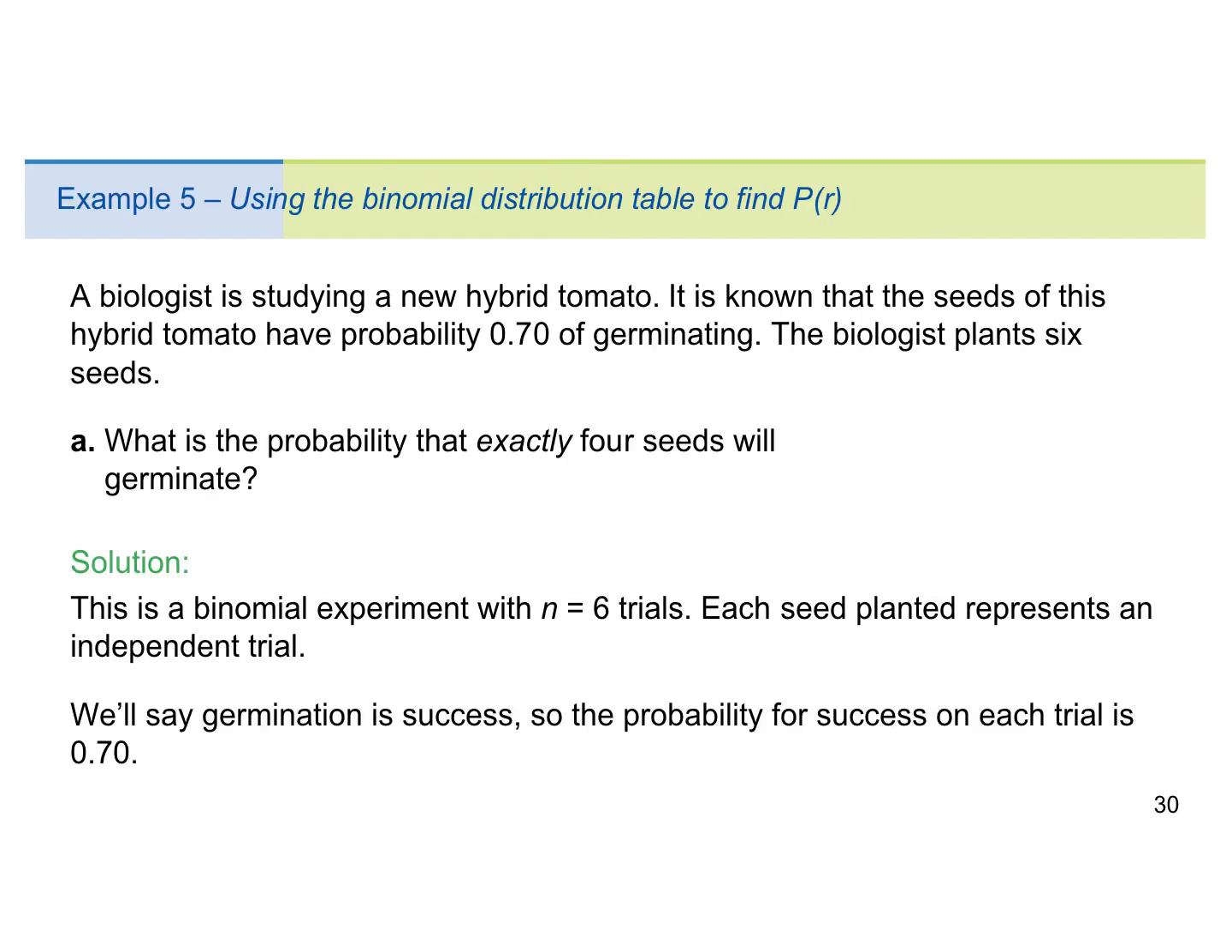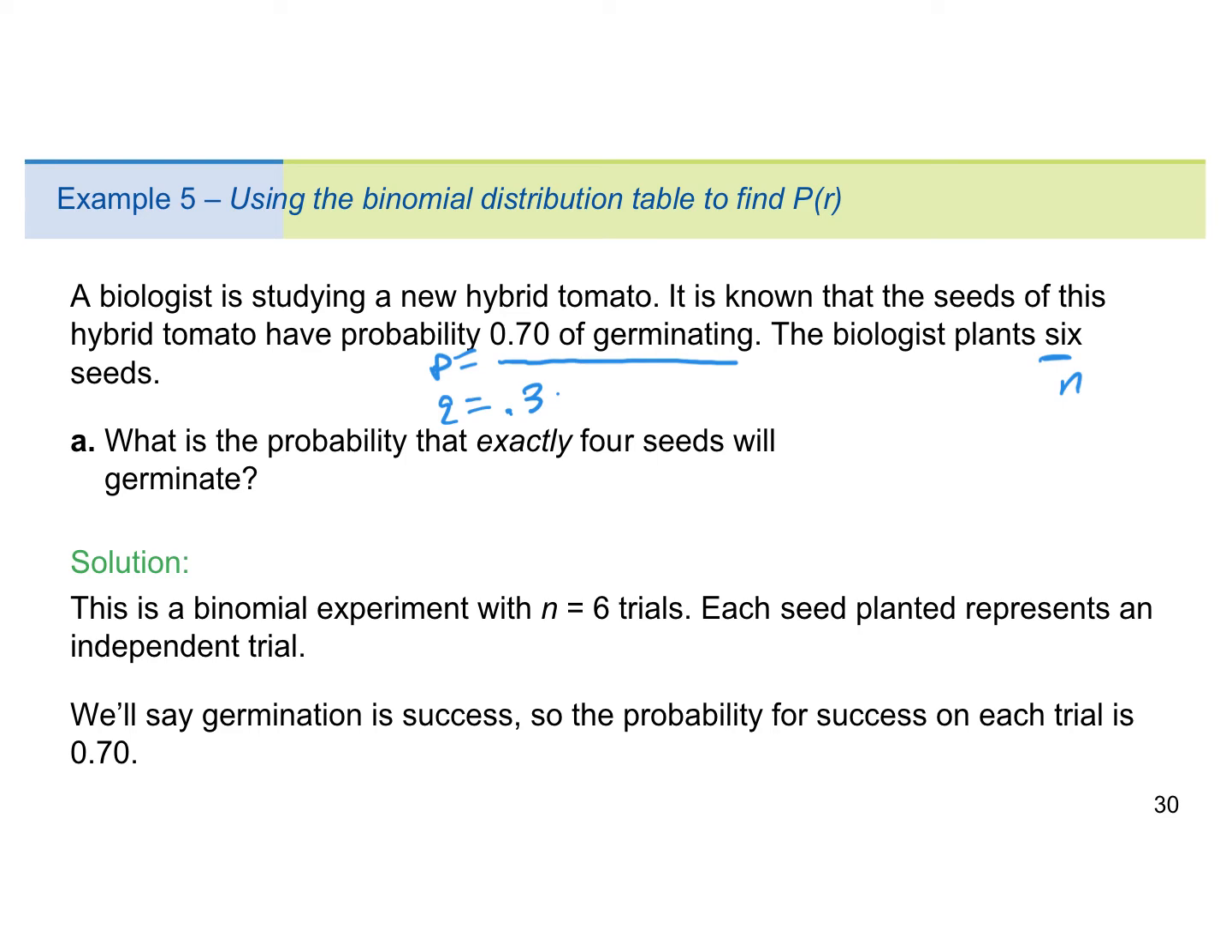Okay. Now we're going to read this problem. We're going to use it for more advanced binomial probability problems. A biologist is studying a new hybrid tomato. It is known that the seeds of this hybrid tomato have a probability of 0.7 germinating. That's our P. Your Q is not germinating, which is 0.3. The biologist plants 6 seeds. That's our N.